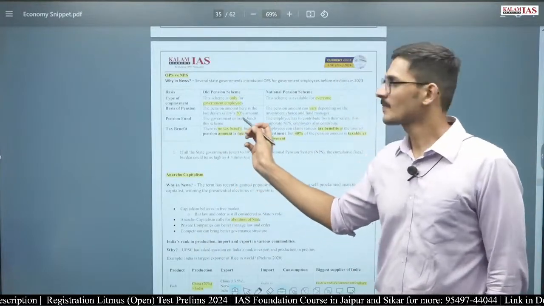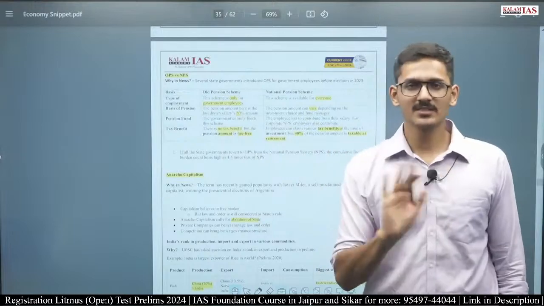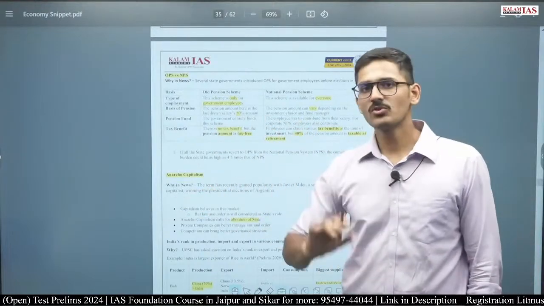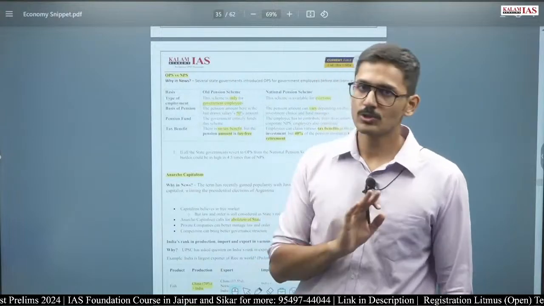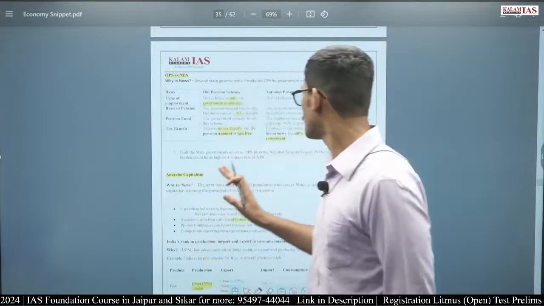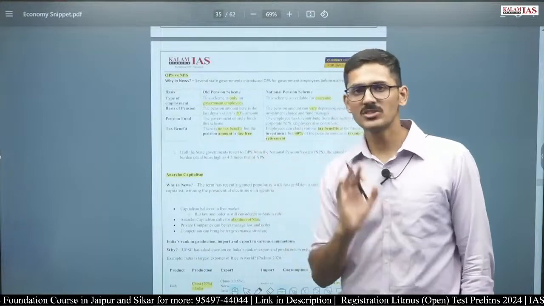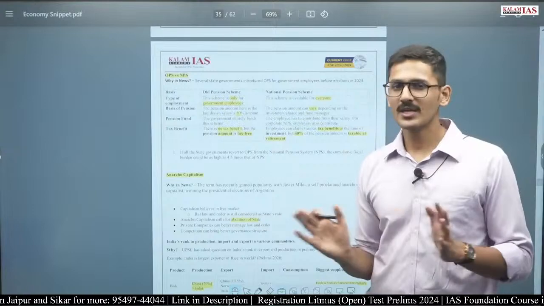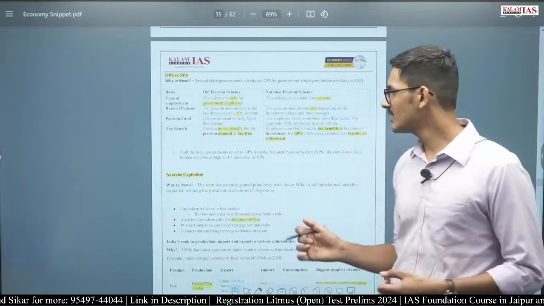Tax benefits: every month there are no tax benefits for the old pension scheme, and the pension amount that the government employee receives is also tax free. So every month I am not getting any tax benefit, because I am not contributing anything.